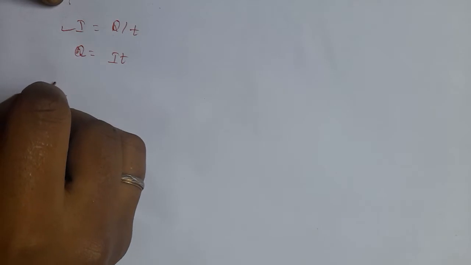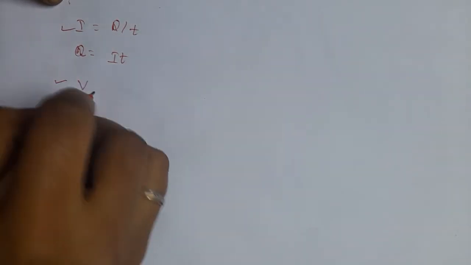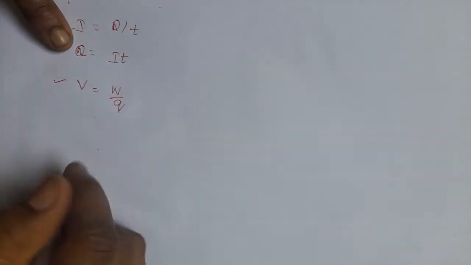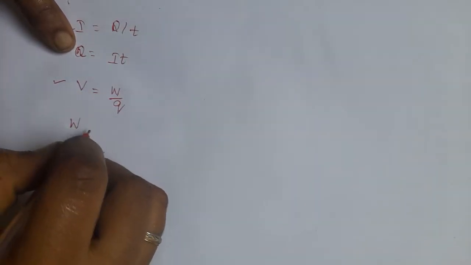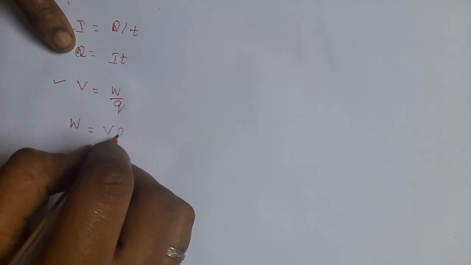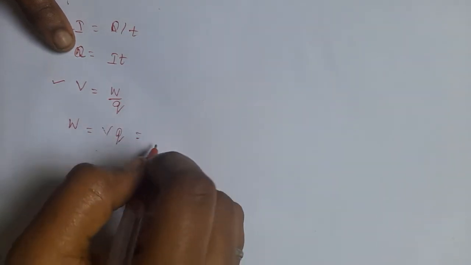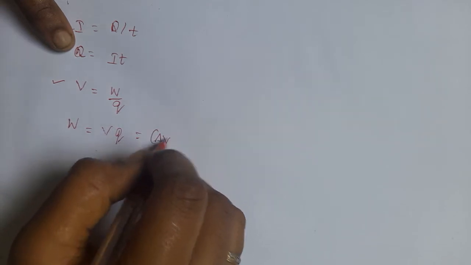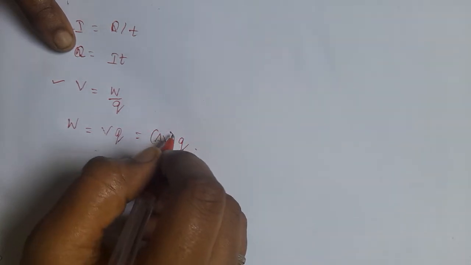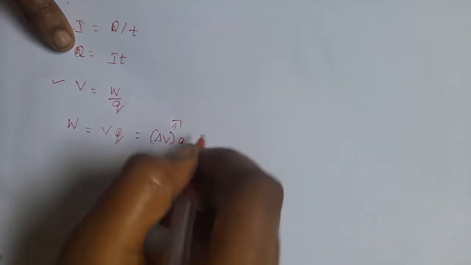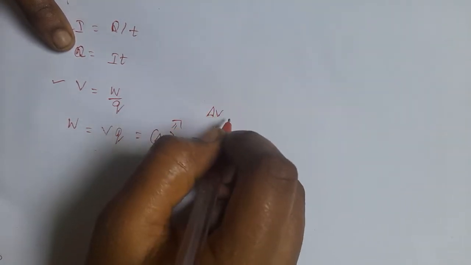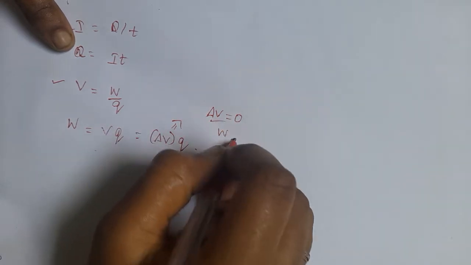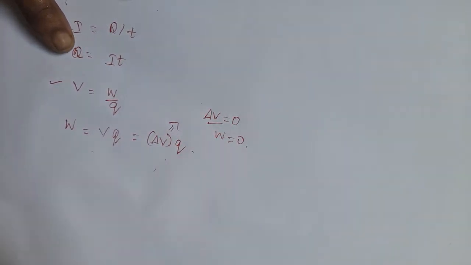This is the first formula, and the second formula is electric potential is equal to work done upon charge, and you can also write it as W, work done, is equal to VQ. In many questions they will ask you to find out the work done based on the potential difference. Based on this, in equipotential surfaces work done is 0, because there is no change in potential, so there is no potential difference, so there is no work done. So many questions are asked based on this.